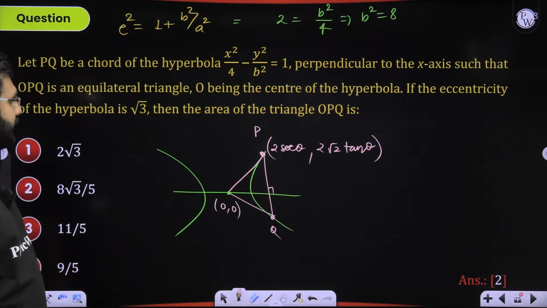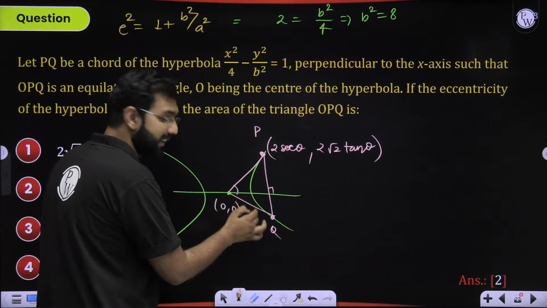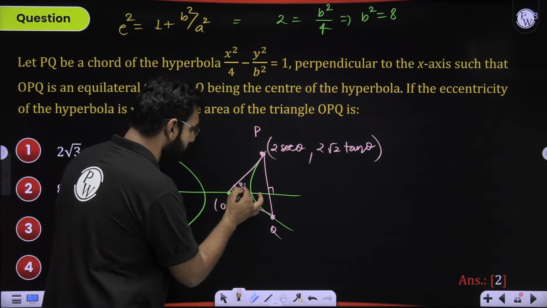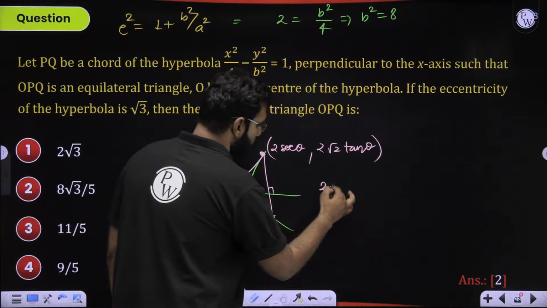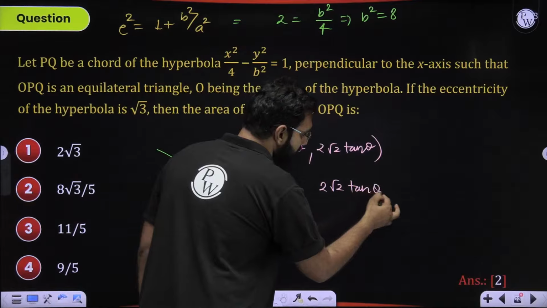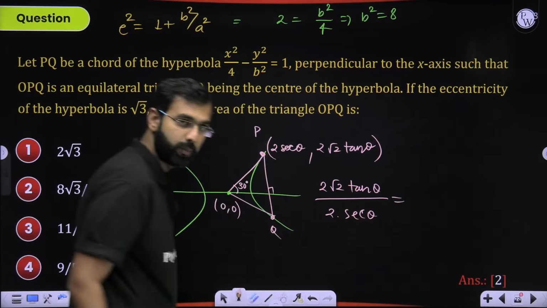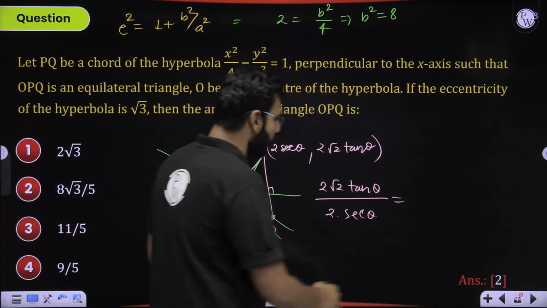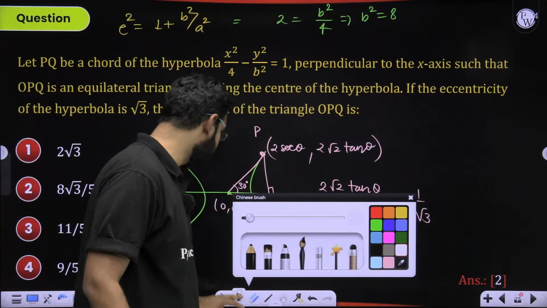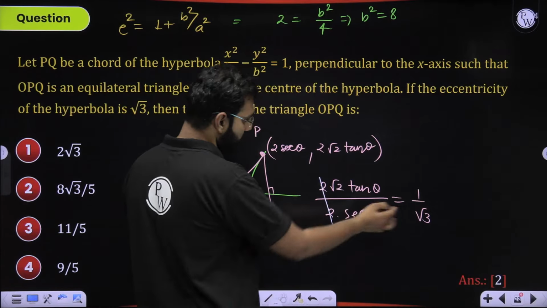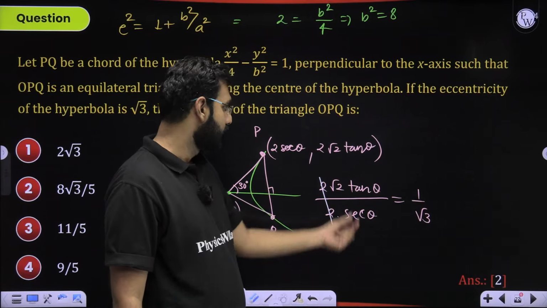We are told this is an equilateral triangle, which means this entire angle will be 60, symmetrically placed, which means this will be 30. So y2 minus y1 upon x2 minus x1, which means 2 root 2 tan theta upon 2 sec theta, should be the slope, which is tan 30. Tan 30 is 1 by root 3. Correct me if I'm wrong. So with that, what do I get? The 2 and 2 cancel. Root 3 goes there. Tan theta is sin theta upon cos theta, and 1 upon cos theta, the cos theta terms cancel. So that is sin theta.